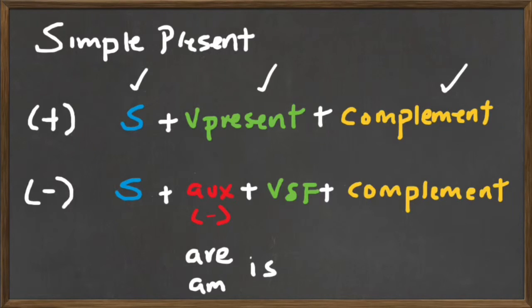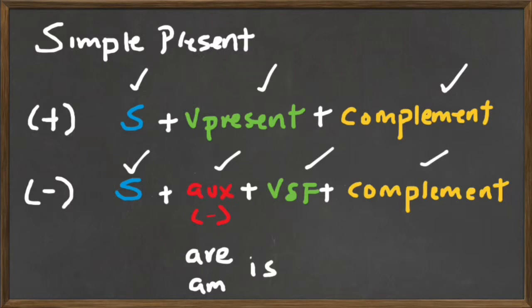And if we have the verb to be, we don't need a verb in simple form because the verb to be is our auxiliary and our verb at the same time. I will give you more examples. Alright, so once again, affirmative, we have a subject, verb in present, and complement.